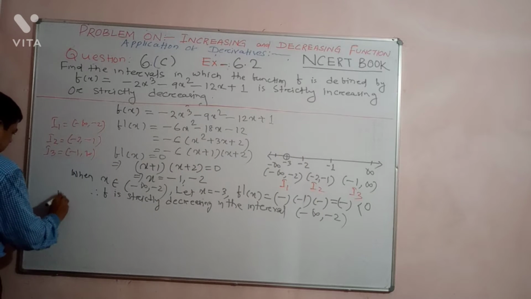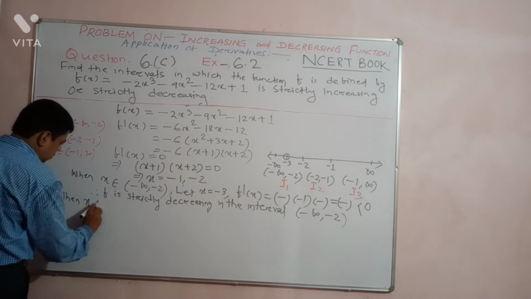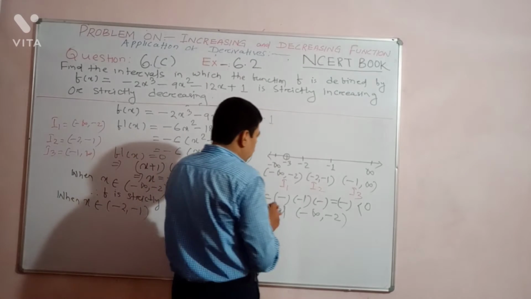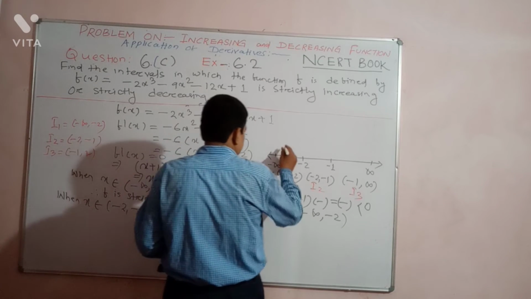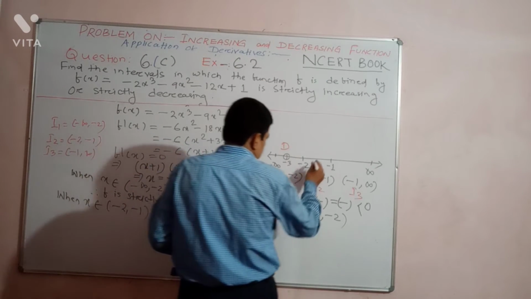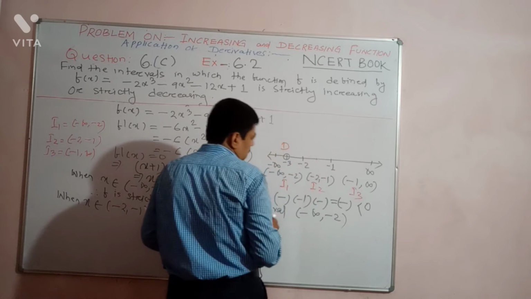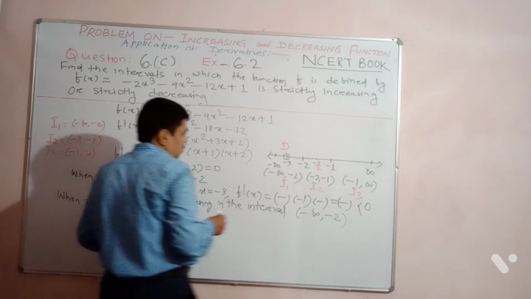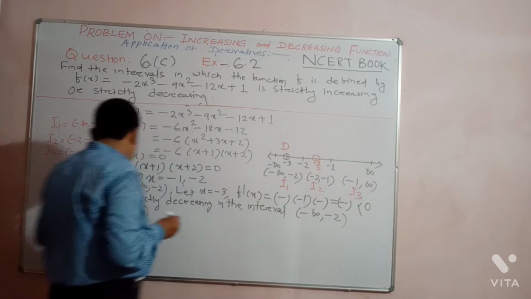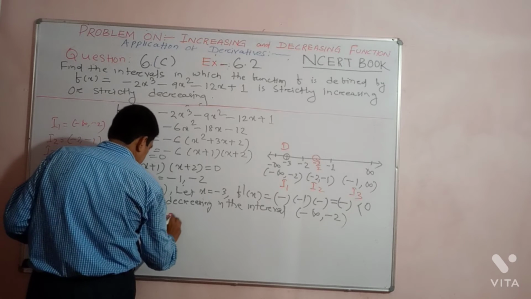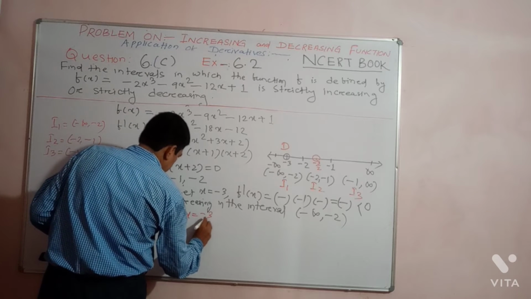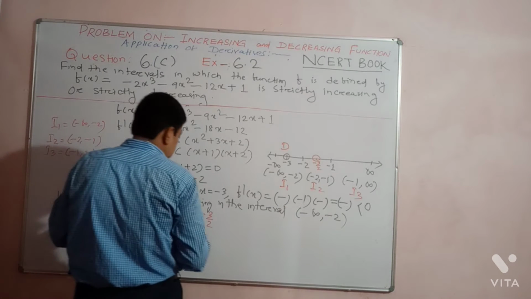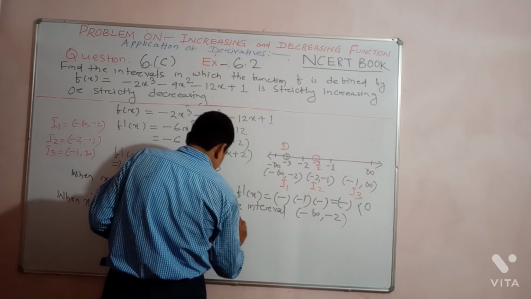In the second interval, when x belongs to (-2, -1), let us take a value in this interval. This is -2 to -1. Suppose we take -3/2. Yes or no? This value is -3/2. So let x = -3/2, and you can also write it as -1.5.